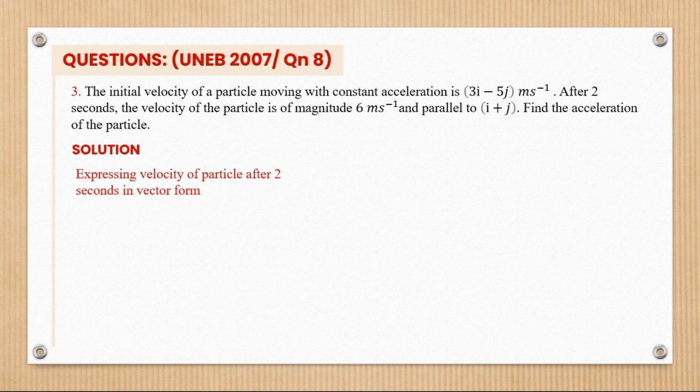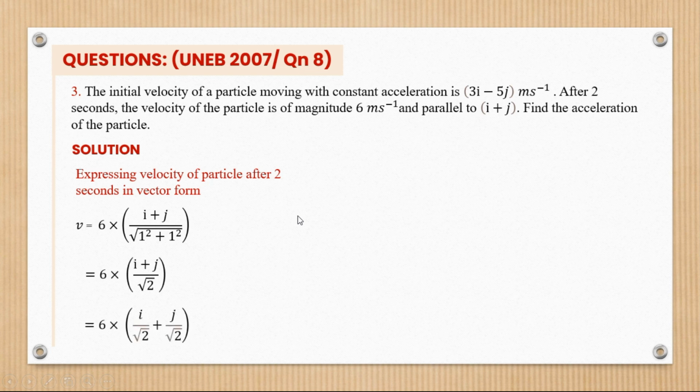Alright, so first of all, we're going to convert that value of v into vector form. Now that velocity v is the velocity after a certain time has passed, so it's not the initial velocity. So that is what we have to first convert. So we'll have 6 times the unit vector of the direction it's parallel to. So I have (i plus j) over the square root of 1 squared plus 1 squared.